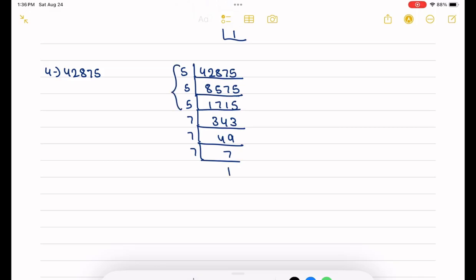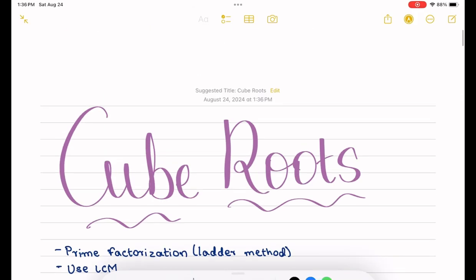And plus this is quite a quick method if you see, because we had 3 fives and then 3 sevens. So 5 into 7. A trio of 5 or trio of 7. 5 into 7, the cube root of 42,875, is 35. This is all about cube roots.